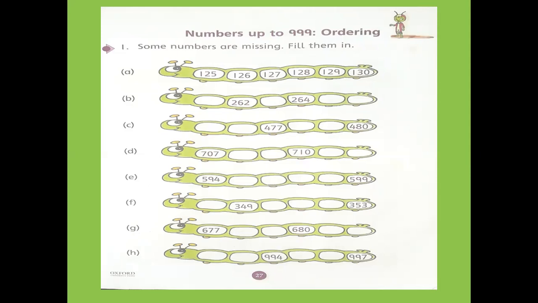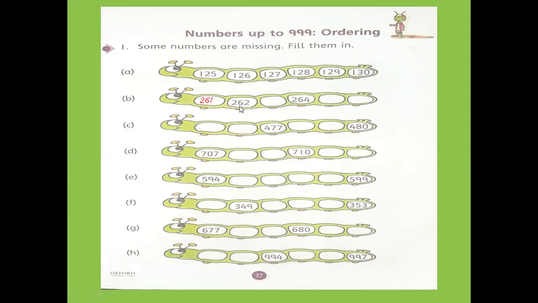So look, the question is: some numbers are missing, fill them in. So some numbers are missing and you write the numbers. Okay, look, A part is given: 125, 126, 127, 128, 129, and the last one 130. B part, the first number is missing. The second is 262, so what will come before 62? Before 2 comes 1, so here 261. Okay, look, the ones first, then tens. 200 is the same in all, so in every number you will write 2, but before 62, what will come? 61. So here we write 261.